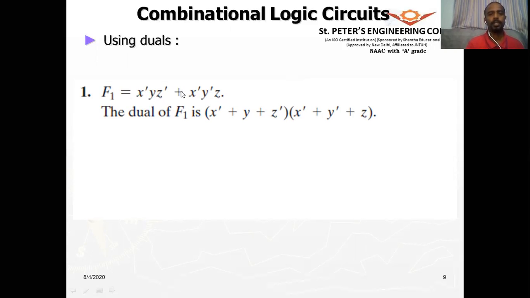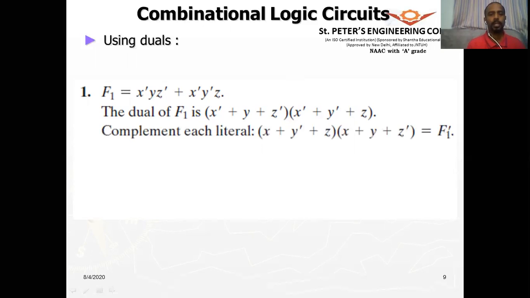Wherever there is an AND operation, it will be replaced with an OR operation, and wherever there is an OR operation, that will be replaced with the AND operation. So that is the dual of F1. Next, we take the dual of F1 and then complement each literal to get F dash. So that will be another way of obtaining the F complement of any function.